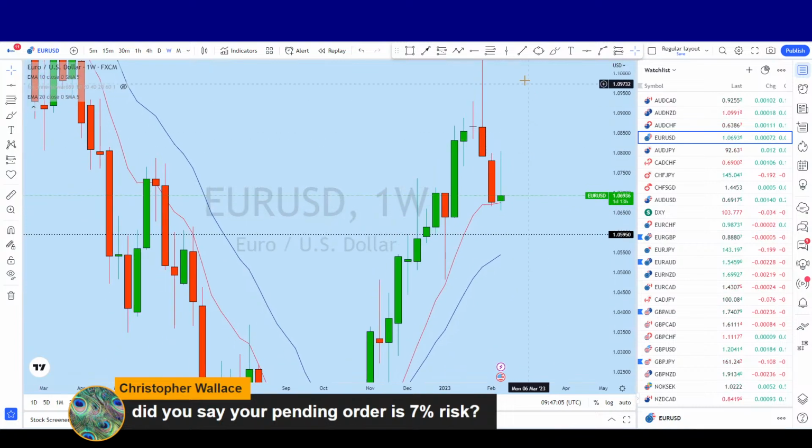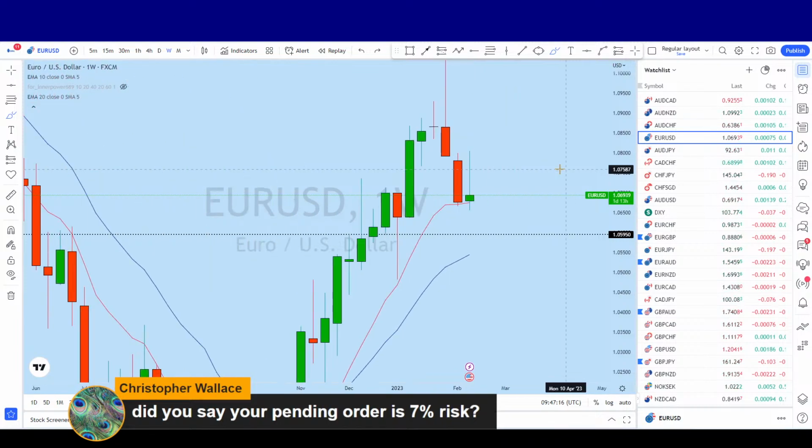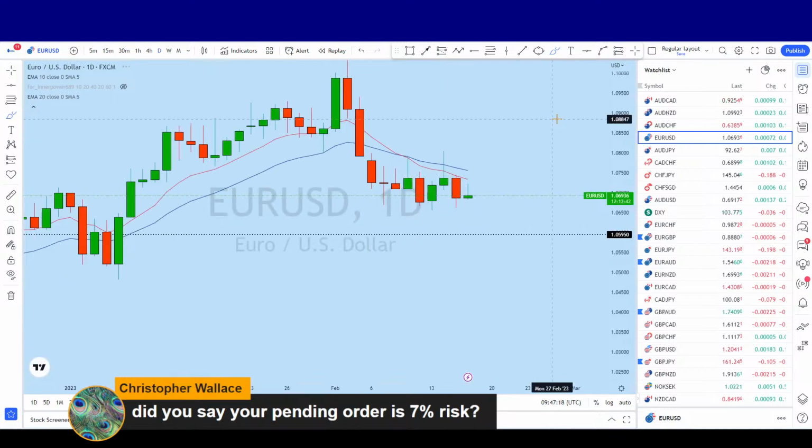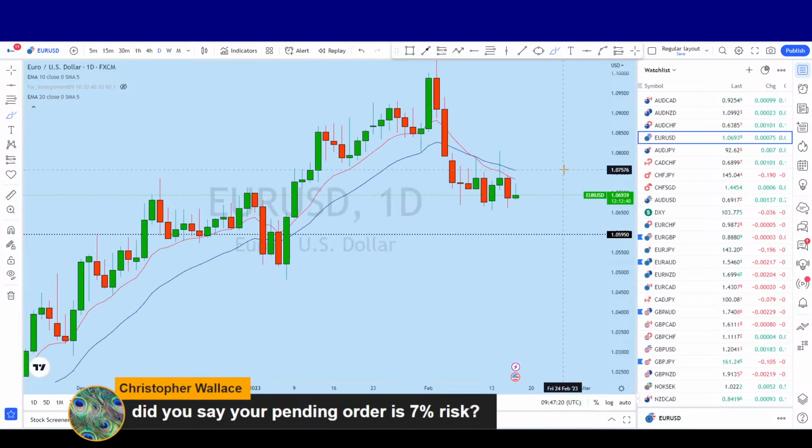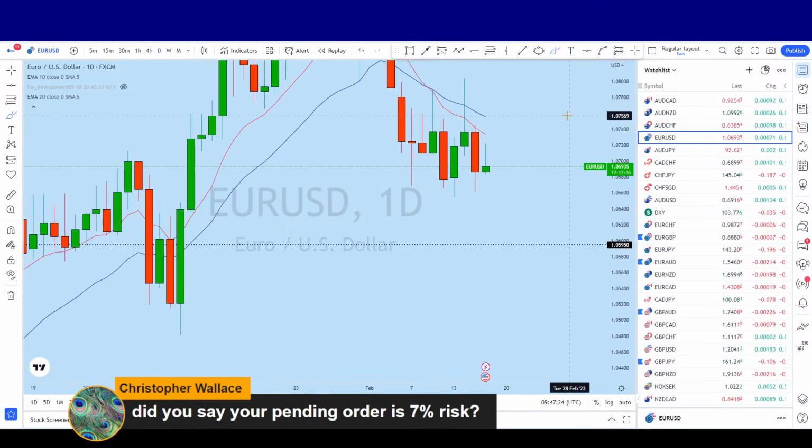Now I'll be really happy to sell from this daily 20 EMA.